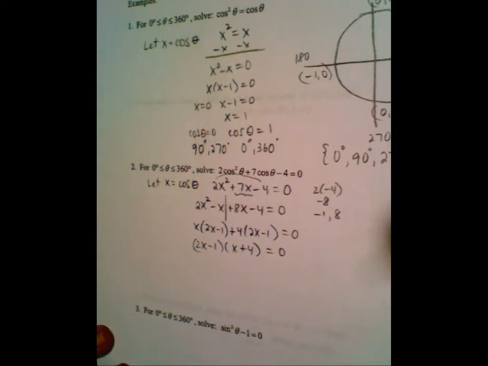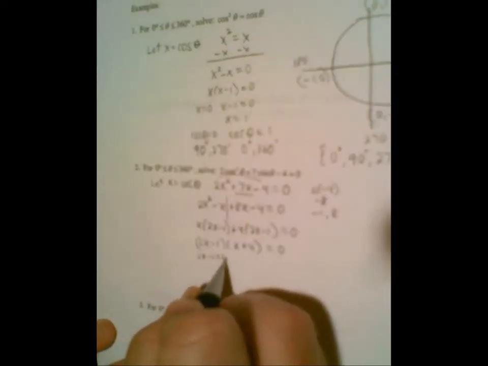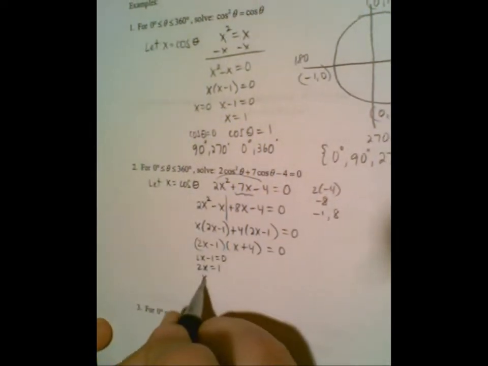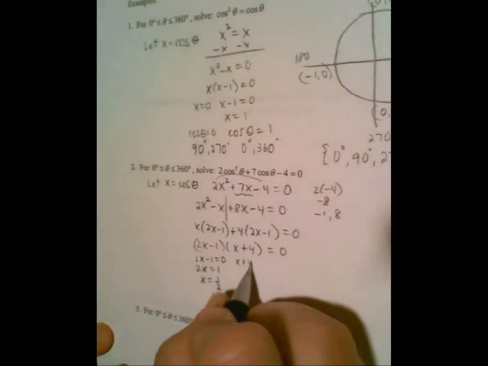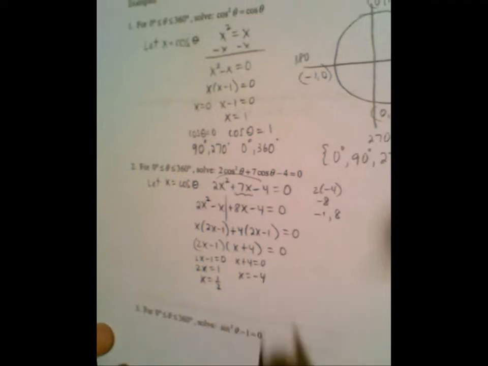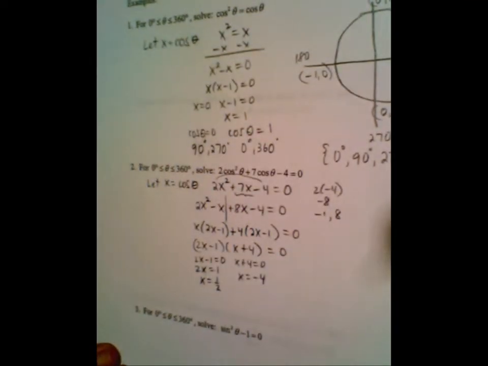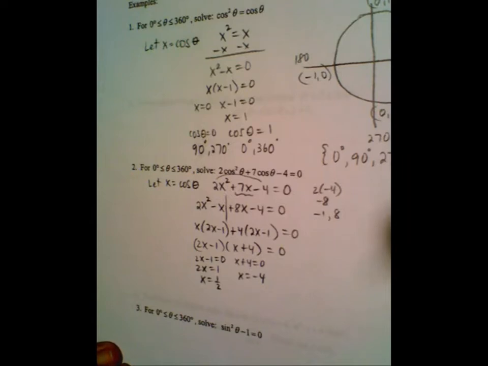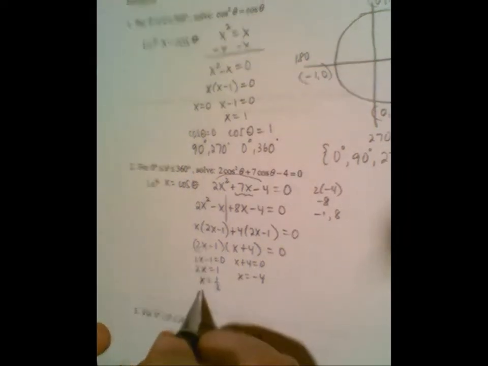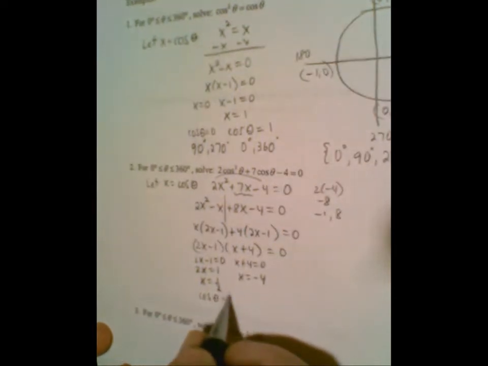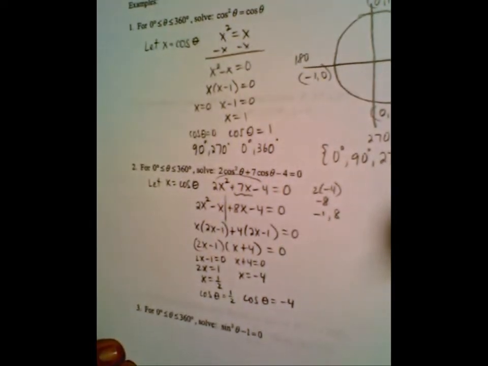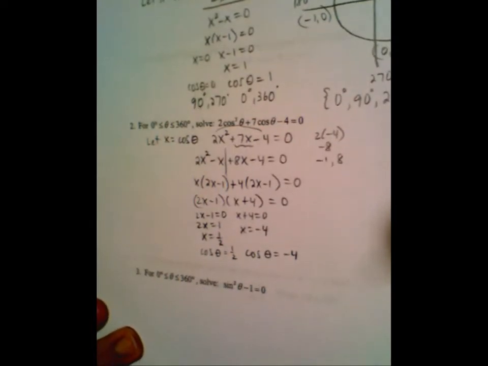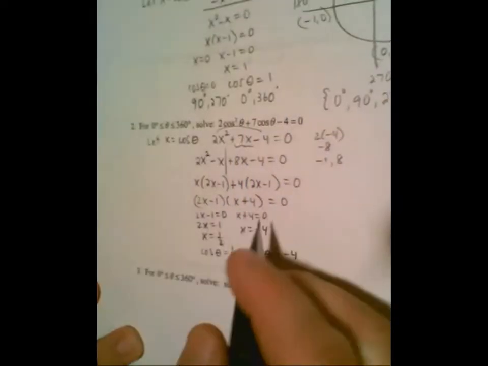I'm going to solve each one of them for x. 2x minus 1 equals 0. 2x equals 1. x equals 1/2. x plus 4 equals 0. x equals negative 4. So now what we have is cosine theta is equal to 1/2 and cosine theta is equal to negative 4. Well, do you know that cosine can never be greater than 1 or less than negative 1? We're going to have to reject it.